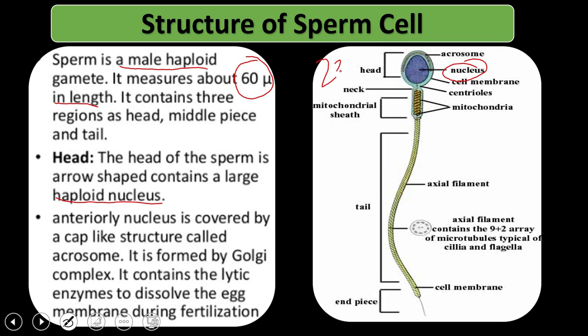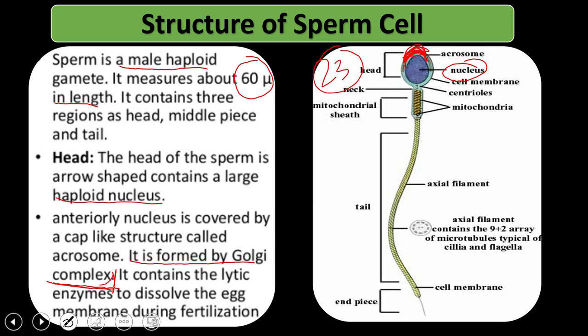The head of the sperm is narrow in shape and has a large nucleus, which is haploid in nature. 23 chromosomes are present. Anteriorly, the nucleus is covered by the acrosome. This cape-like structure present over the head region is the acrosome. You have to remember here, the acrosome is formed by the Golgi complex.